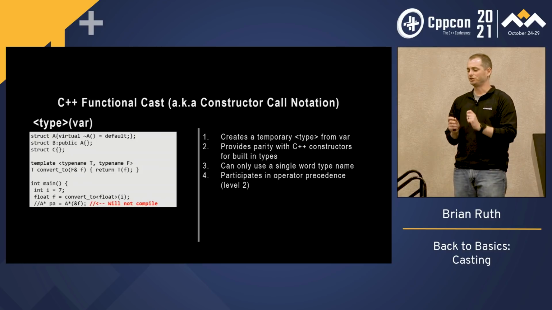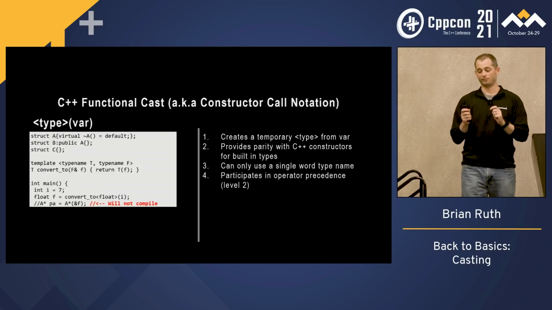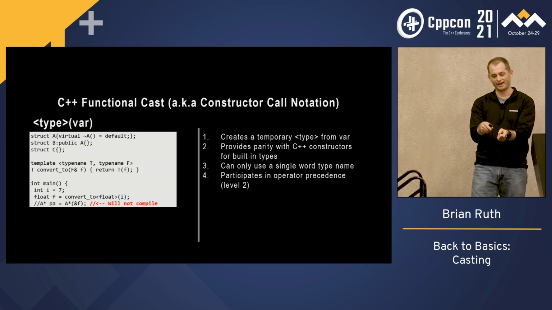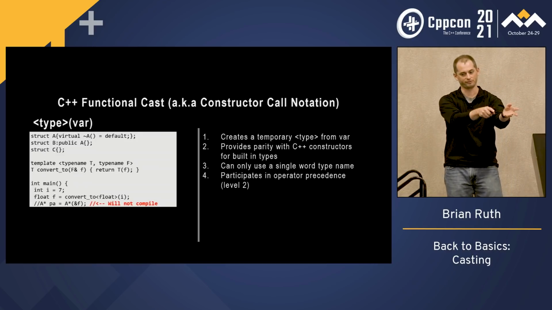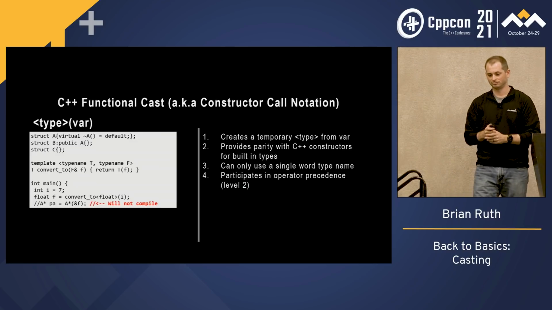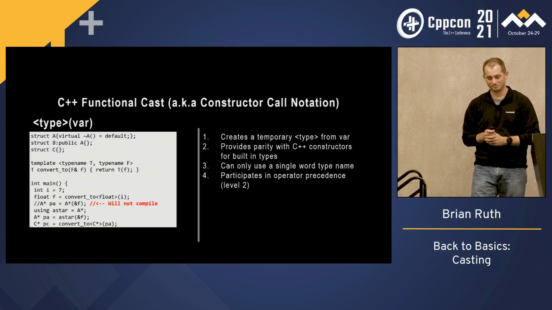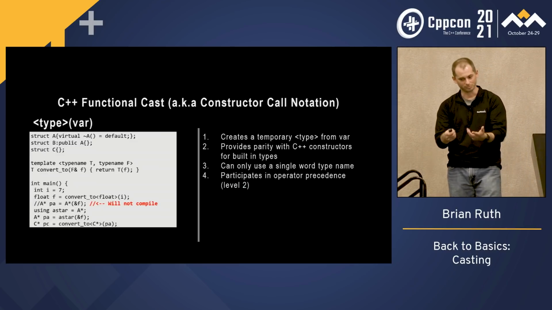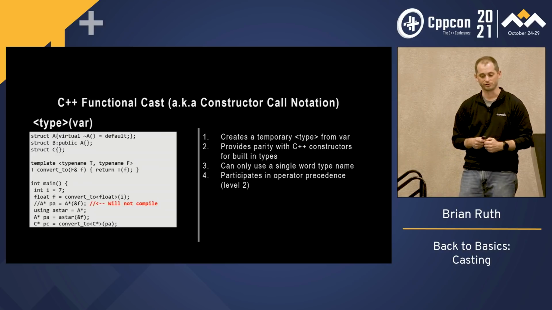And what do I mean by that? It can only use a single word. Well, if we wanted to do a functional style cast to an A star, which we were able to do previously with the C style cast, this actually won't compile. But you can do something like that. And that will compile. That will do the cast in a functional manner.